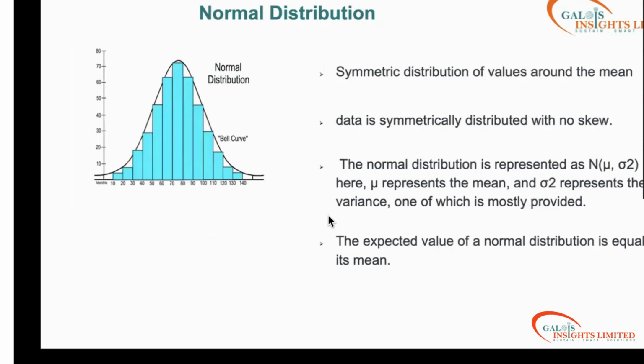We also have the normal distribution. The normal distribution is a symmetric distribution of values around the mean. Data is symmetrically distributed with no skew. The normal distribution is represented by N(mu, sigma squared), where mu is the mean and sigma squared is the variance. And the expected value of a normal distribution is equal to its mean. So sometimes you need to check to see if your data is normally distributed.